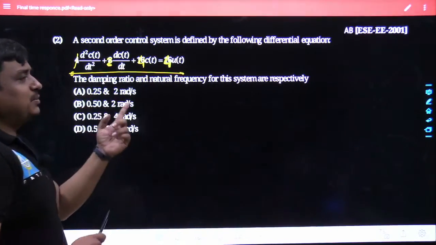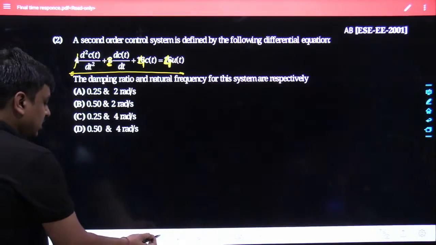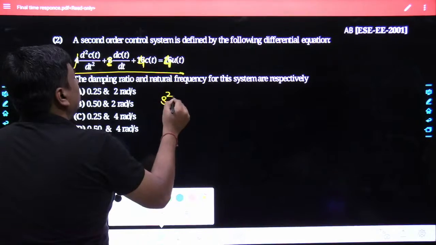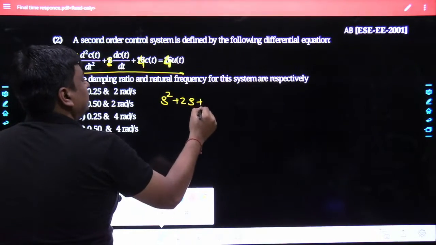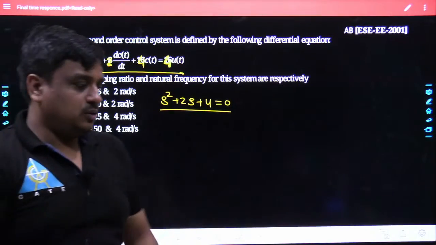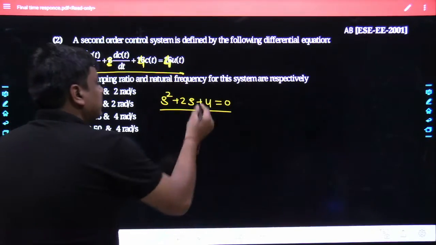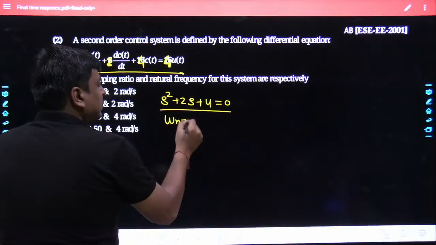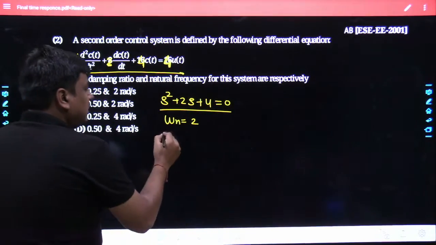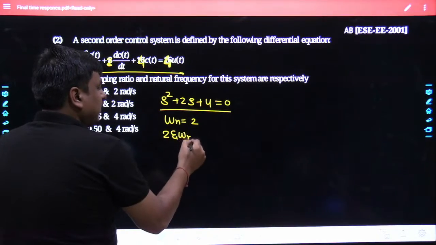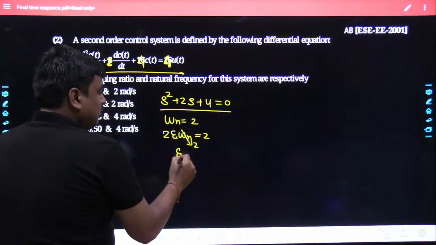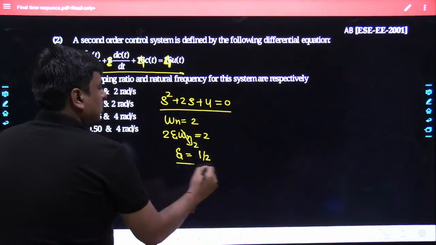See, again the same concept has to be used. See what is happening over here. Once you take a Laplace transform over the left hand side, it would become s square, here it would become 2 times s, and here it would become 4, which would be equal to 0. So first I would calculate the value of omega n, easily taking the square root of 4, obviously it would become 2. And here instead of 2 zeta omega n, the value is 2, where the value of omega n is already known to be 2. So the value of zeta is equal to 1 upon 2.